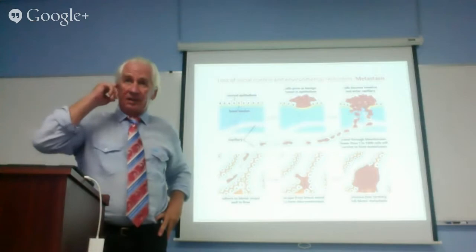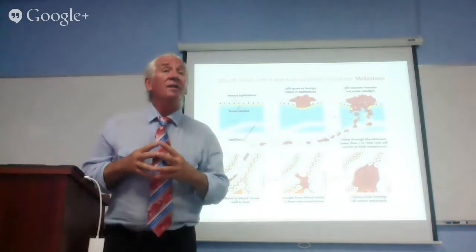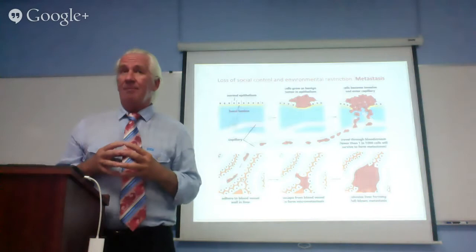That's the thing we really want to stop, and a little bit later on we'll go through some of the large number of things that have to happen for an epithelial cell to get to that state of metastasis. It's amazing how many barriers you have to break down in homeostasis to get to that level of metastasis.